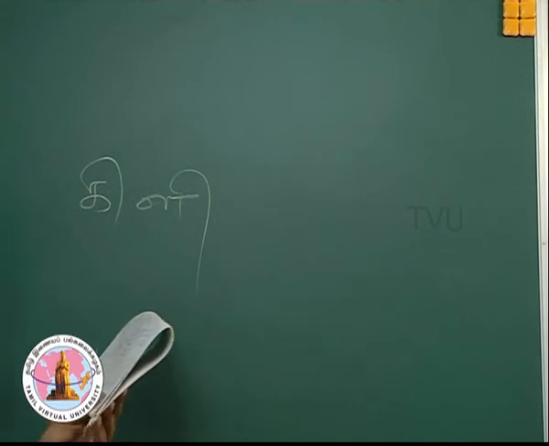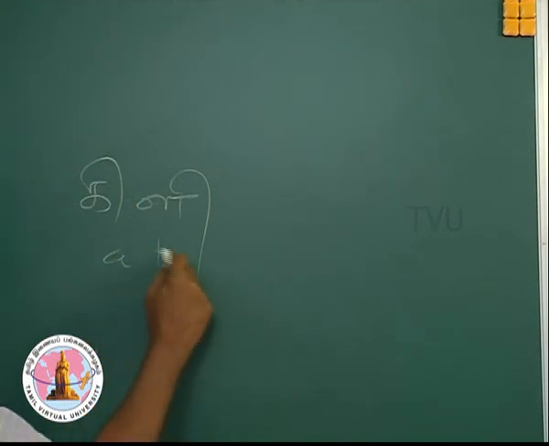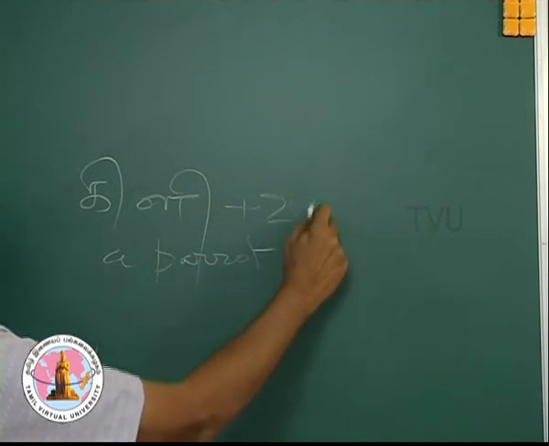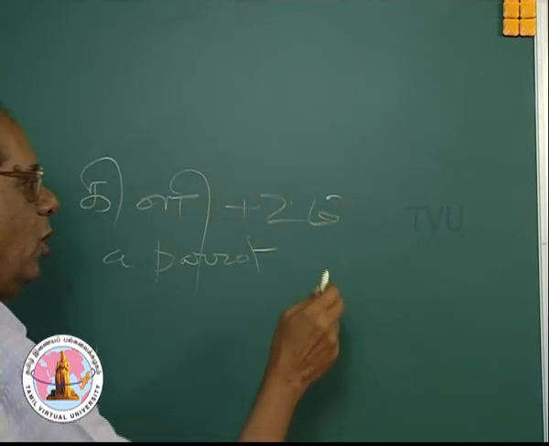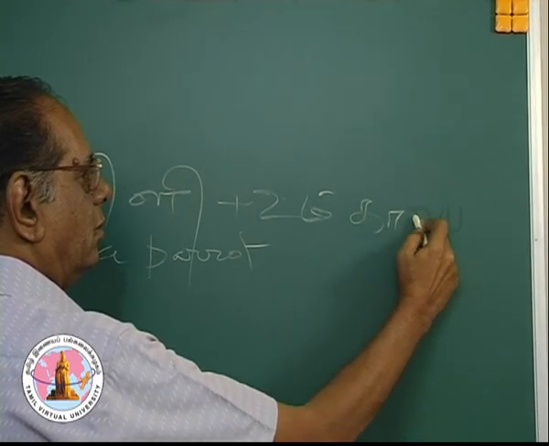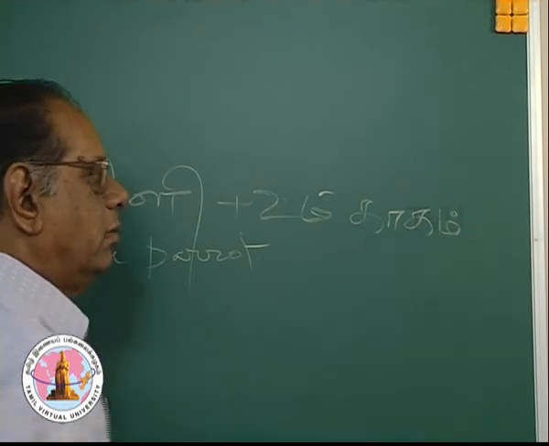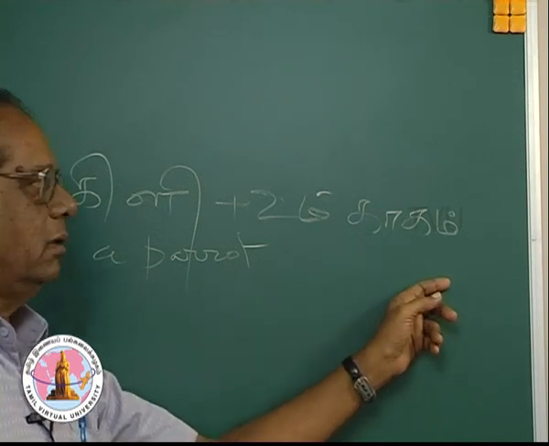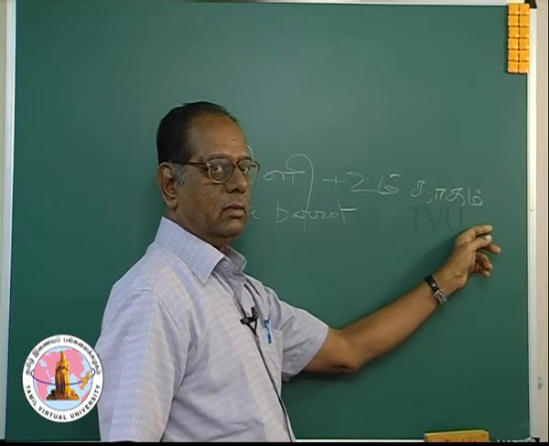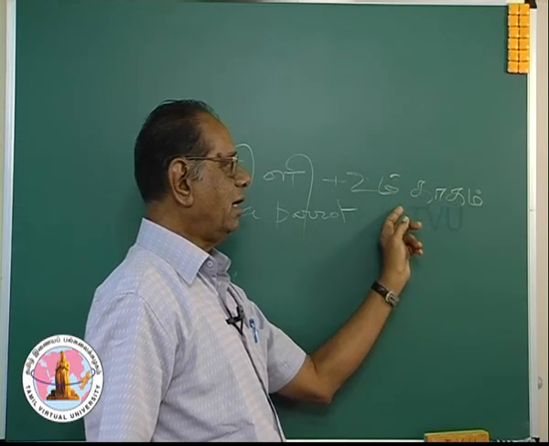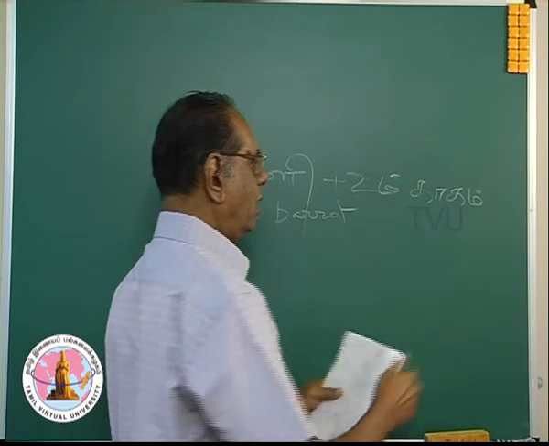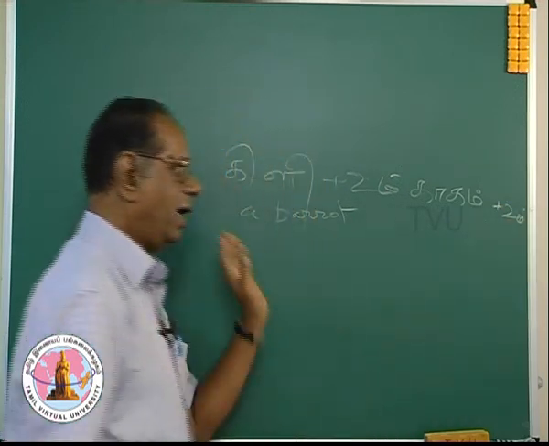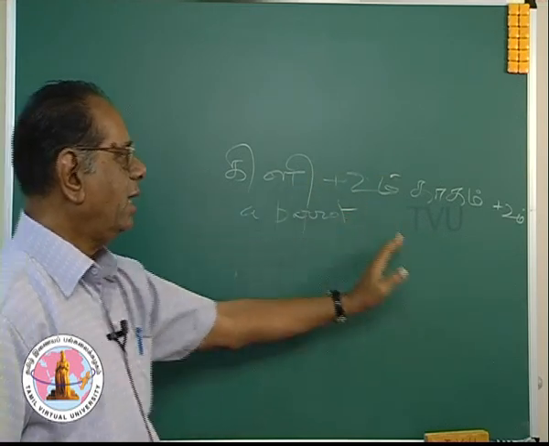What is this? Kili, kili is a parrot, as we saw earlier. Suppose you have to add um. You have another bird here. Can you recognize this one? Ka, ga, yam. Kagam. Mark the pronunciation. This ka becomes ga because of the previous letter. Kagam is a crow and you add um here. A parrot and a crow.